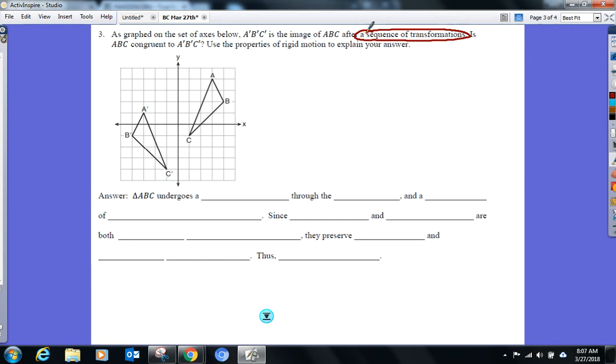Okay, and I know I kind of give it away through the blanks, but remember you're going to have to try this one on your own soon without the blanks. So tell me what I can do to ABC to get to A prime, B prime, C prime in two moves. ABC to A prime, B prime, C prime, two moves. I think I made it too easy on this one because I did give the blanks.